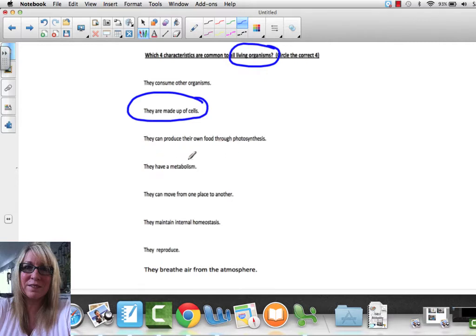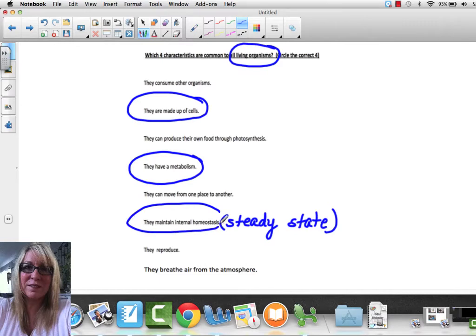They have a metabolism. Well, that's true. All living things have a metabolism. They can move from one place to another. Well, not everything can move from one place to another. Plants can't usually move from one place to another. Trees can't. They maintain internal homeostasis. So remember, homeostasis remains a steady state. Well, that's true. Just think what happens when you go outside and you're cold. You shiver automatically to keep warm. That's part of homeostasis.